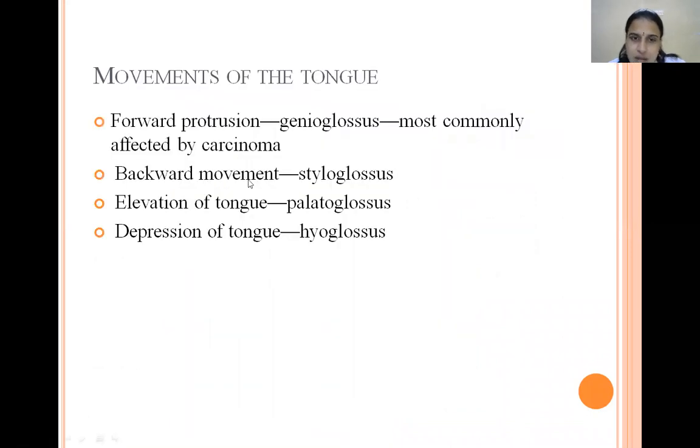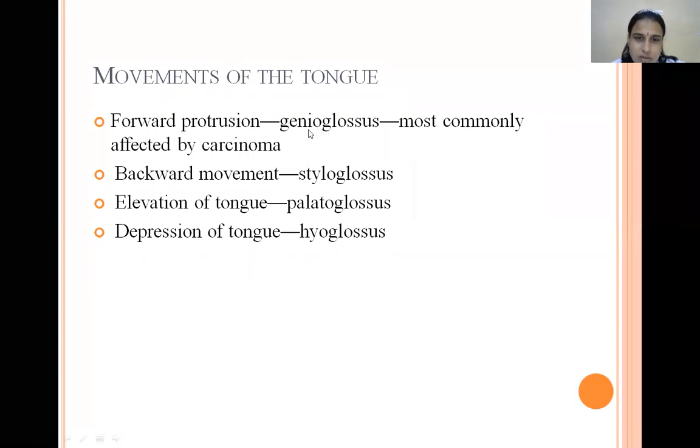Now the movements of the tongue, how is it feasible? Forward protrusion of the tongue is mostly with the help of the genioglossus. And this is what is mostly affected in carcinoma. The genioglossus is the muscle forming the bulk of the tongue, and hence the forward protrusion of the tongue is affected in carcinoma of the tongue.